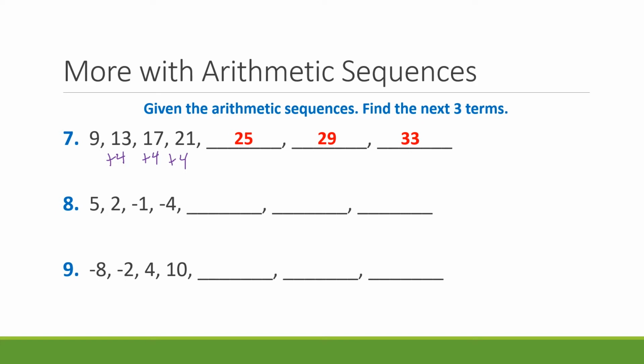to the previous term. Next, from 5 to 2, subtracting 3, 2 to -1, subtracting 3, and again we're subtracting 3. So our next 3 terms are -4, -7, and -10 because again we're just subtracting 3 from our previous term. The last one here, from -8 to -2, we're adding 6. -2 to 4, we're adding 6, and from 4 to 10, we're adding 6. And so we just want to add 6 to each term. So our next 3 terms are 16, 22, and 28.